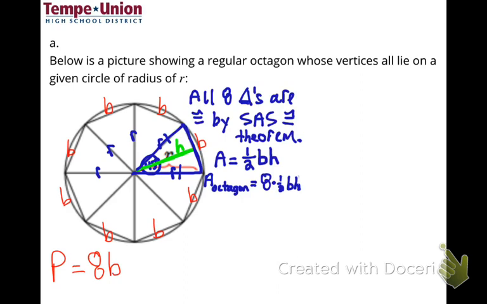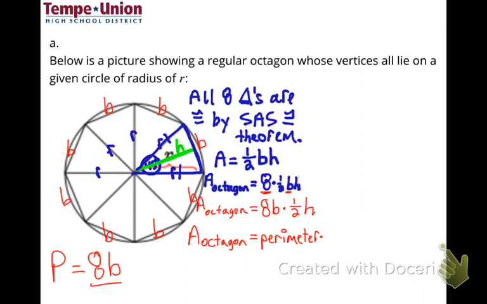So if I rewrite this area of the octagon formula and just rearrange it, I'm going to put 8 times B first. So that would be 8B, and then of course I would still have the 1/2 there, times the H. Now the 8B, of course, we just said is equal to the perimeter. So we can say the area of the octagon is equal to the perimeter, and then times our 1/2 H.